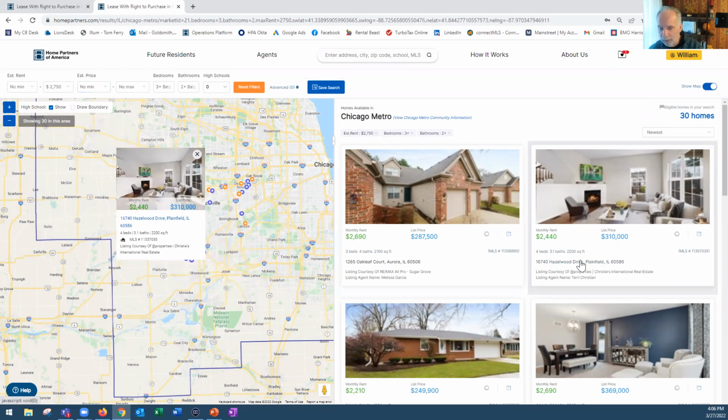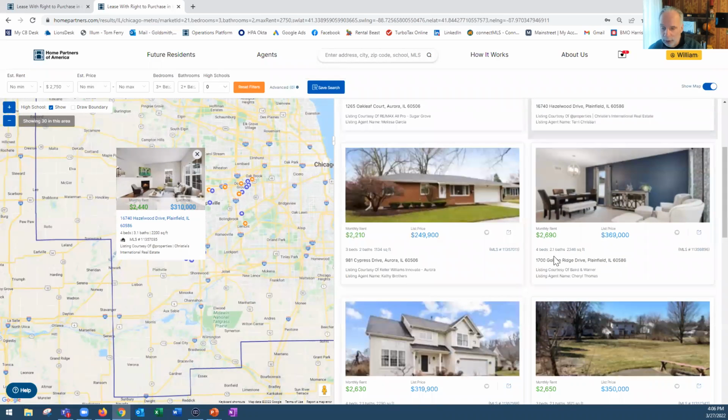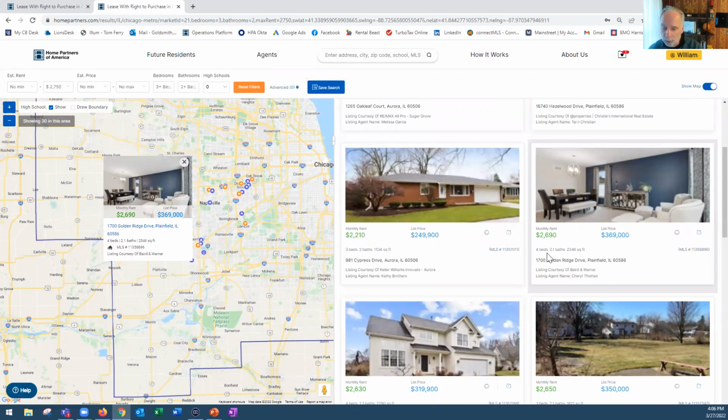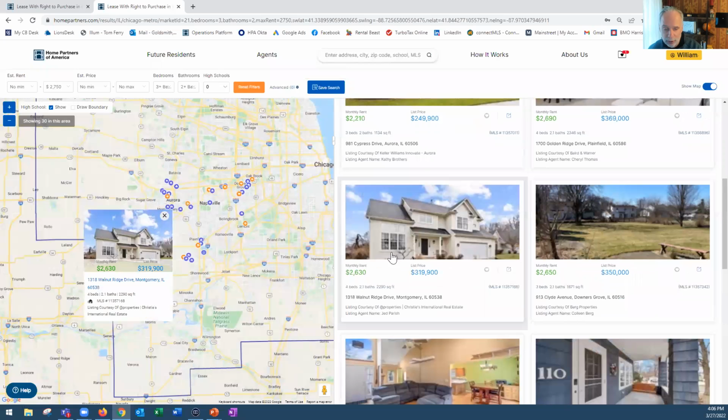Here's a house in Plainfield, 4 bedrooms, 3 bath, under his $2,500 number, 2,200 square feet, great opportunity. Here's another one in Plainfield, 4 bedrooms, 2.5 baths, a little bit above his number, but below that $2,750, obviously. Another one in Montgomery, again, that sort of farther north area, 4 bedroom, 2.5 baths, almost 2,300 square feet. So there's a lot of great opportunities for them.